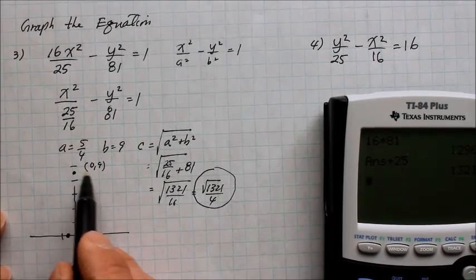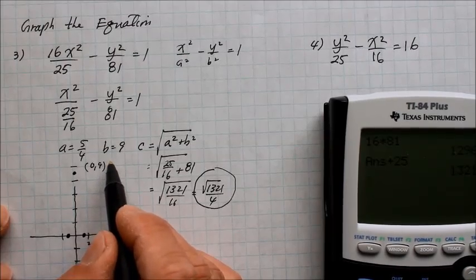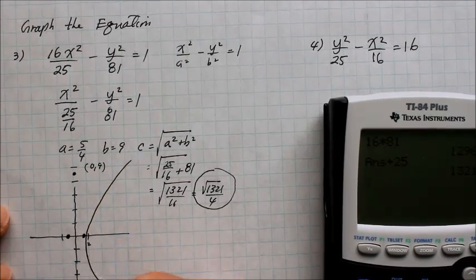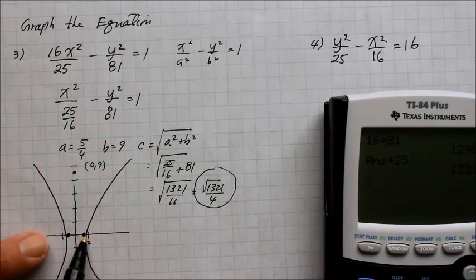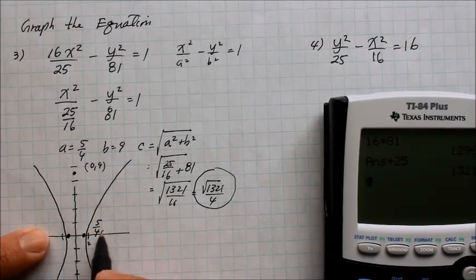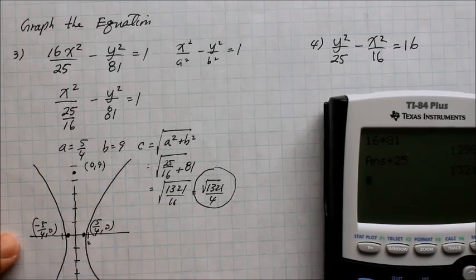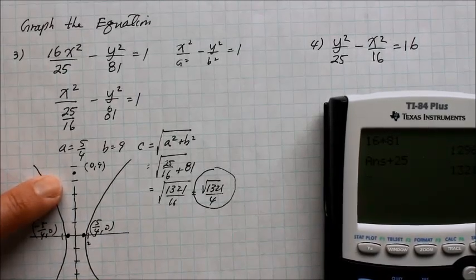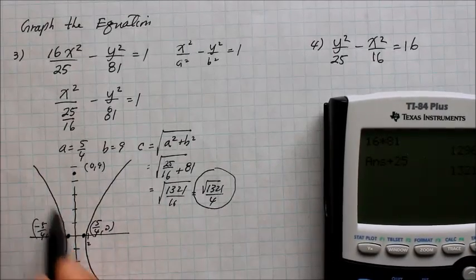And if I draw my imaginary rectangle, I could see my asymptotes. My hyperbola is going to look something like this, and the same will be true on this side. My vertices' coordinates are 5 over 4 and 0, and negative 5 over 4 and 0. Okay? I really don't care what b is. That was just a point of reference so I could draw my asymptote lines.